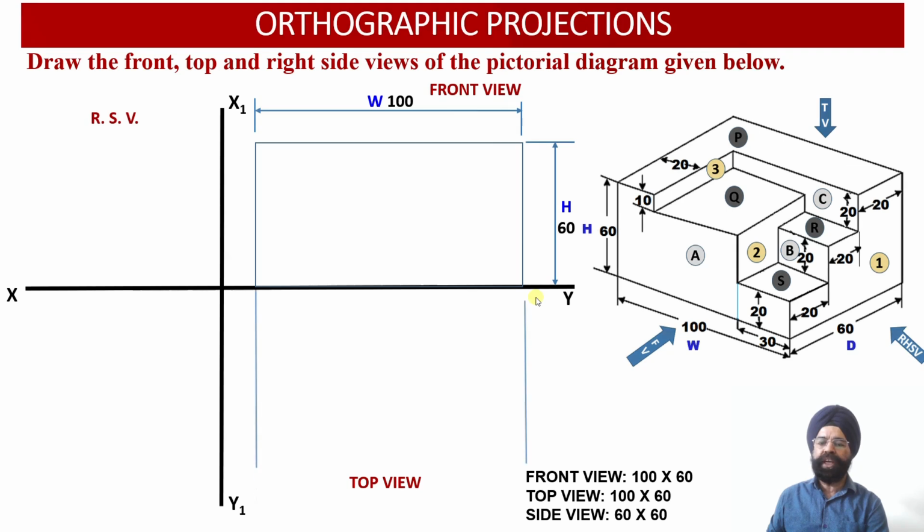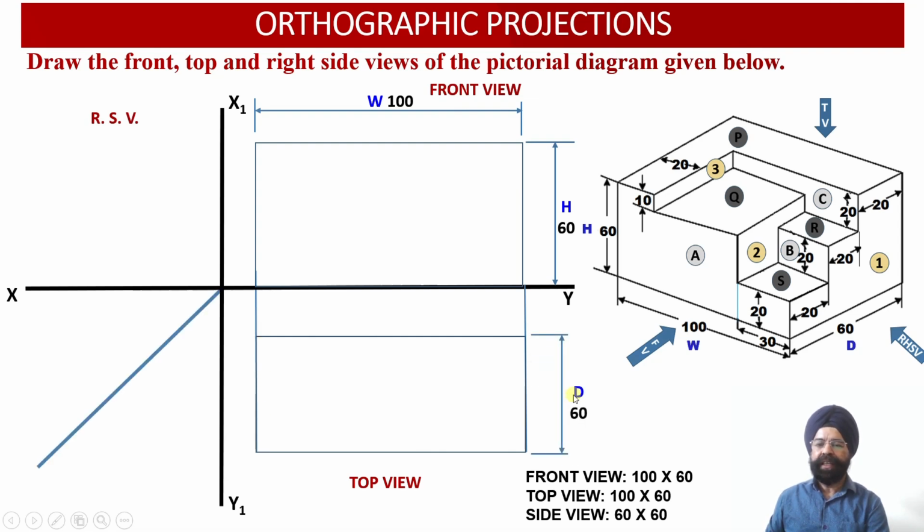Now we have to move to the top view. This width of the solid will be projected in the top view, because the top view consists of the width of the solid and the depth of the solid, and we know that the depth of the solid happens to be 60 millimeter. This is the depth of the solid. So 100 millimeter is the width, 60 millimeter is the depth. This is again another rectangular surface corresponding to the top face, equal to 100 millimeter by 60 millimeter. So this depth we have marked as 60 millimeter.